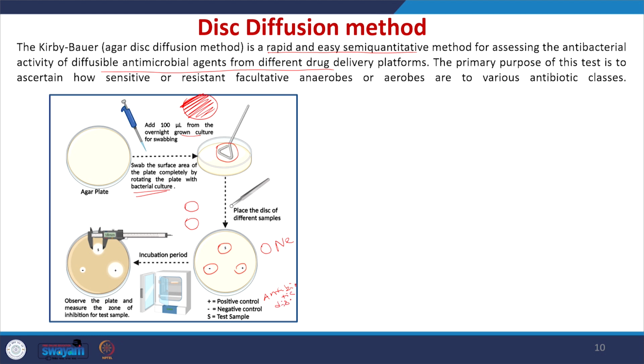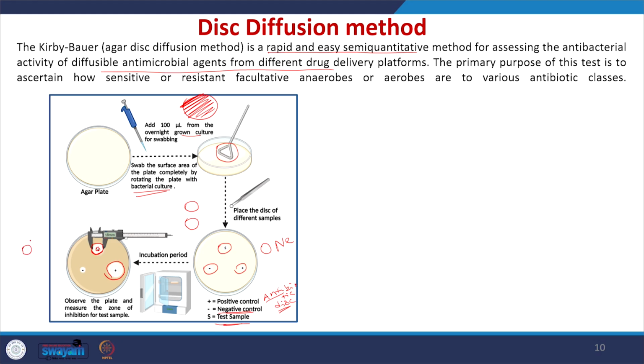So, antibiotic disc where we can see the clear zone of inhibition, and negative control is only filter paper or only nanofiber without any antibacterial agents. And third one is your test sample, nanofiber loaded with some antimicrobial agents. And after incubating the plate, you can observe the plate and measure the zone of inhibition for test sample. You can see here. So, this is your circular disc, and followed by that there is no growth in this region. So, that is a clear inhibition of growth. So, that is called zone of inhibition.